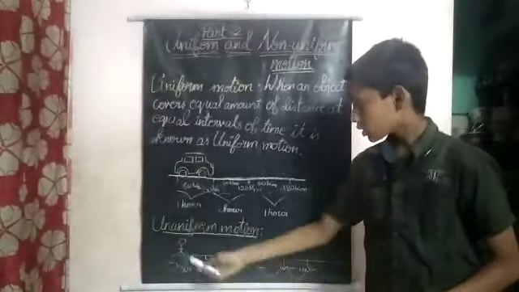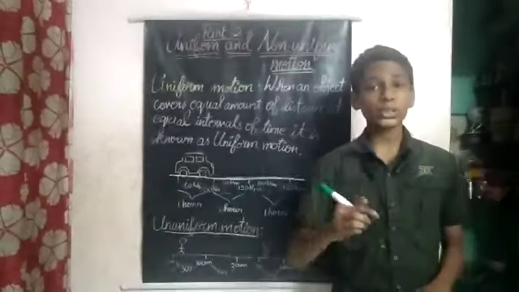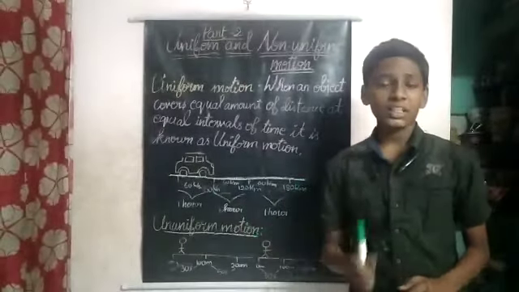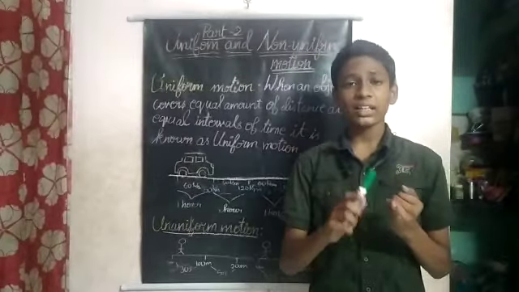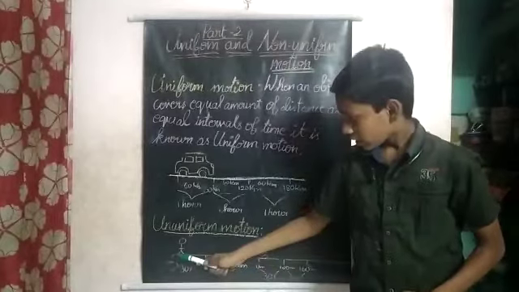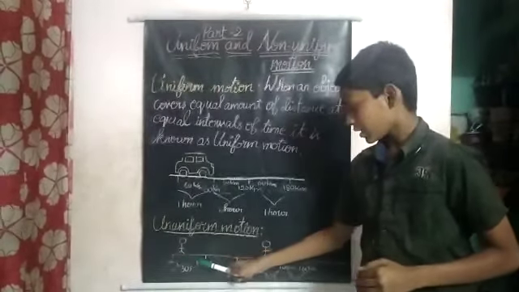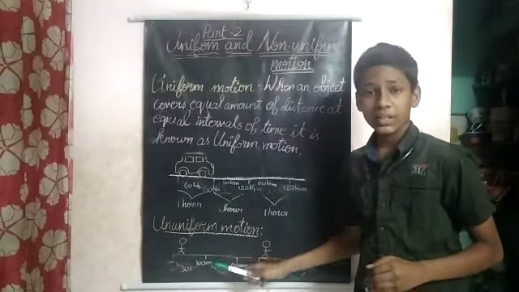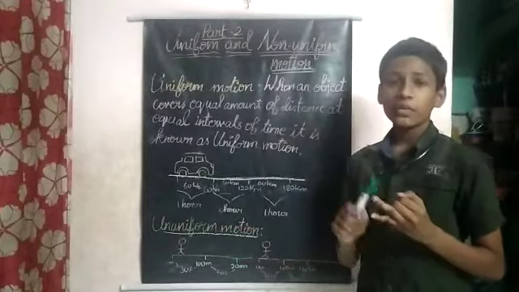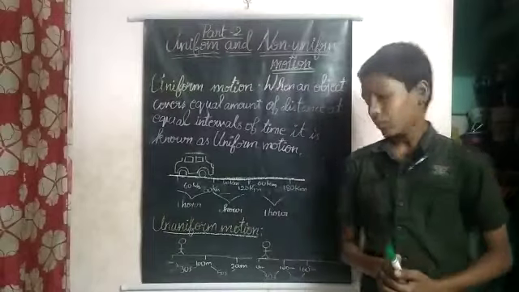Now, we can see ununiform motion. Ununiform motion is the opposite of uniform motion. Here, there will not be an equal amount of distance and equal amount of time. For example, we can take a boy. This boy is running 200 meters. He covered the first 100 meters in 30 seconds and the next 100 meters in 50 seconds. So, there is not an equal amount of time.